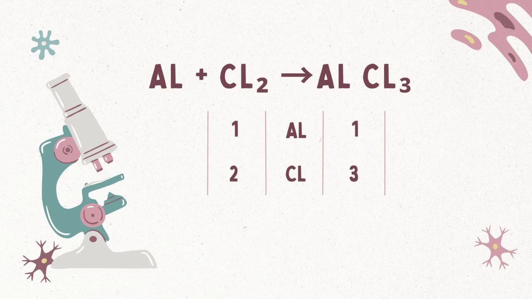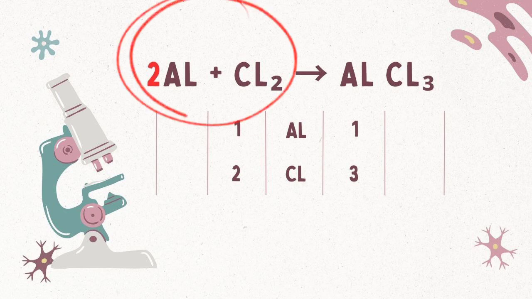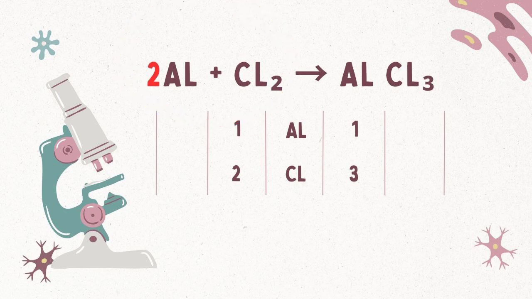But it's okay because we can easily balance Al in the reactant even if the Al in the product changes, since the Al in the reactant has a value of 1 and it is separated from Cl2. So if our value of Al in the product is 2, we just put a coefficient 2 in front of the reactant, Al. So it will be 2Al plus Cl2.